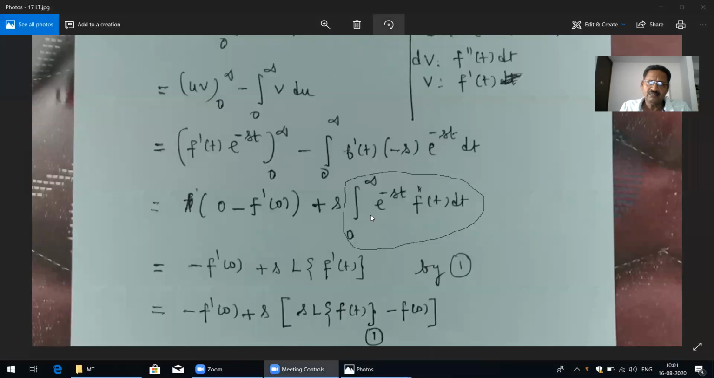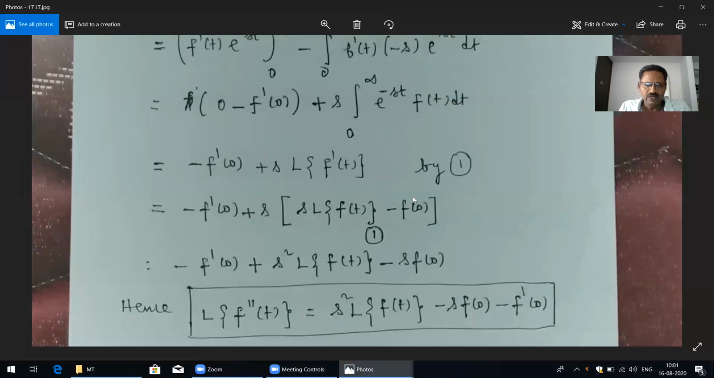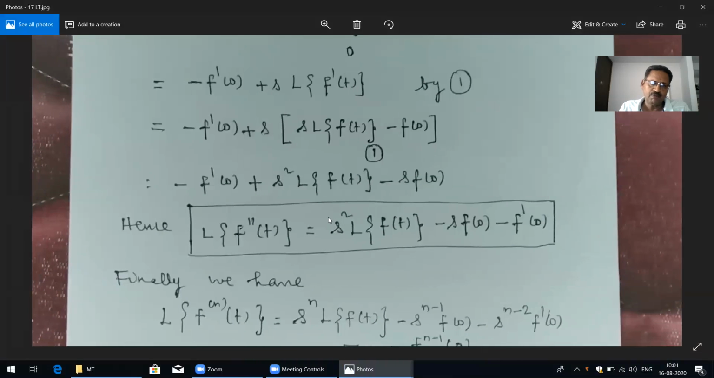Maybe these are very simple things. You must remember and recall all of this. Then by result 1, to simplify, minus f dash of 0, s times s, that is s squared, times the Laplace transform of f of t, then multiplied with s times f of 0. Then finally you simplify. The Laplace transform of f double dash of t equals s squared times the Laplace transform of f of t minus s times f of 0 minus f dash of 0.